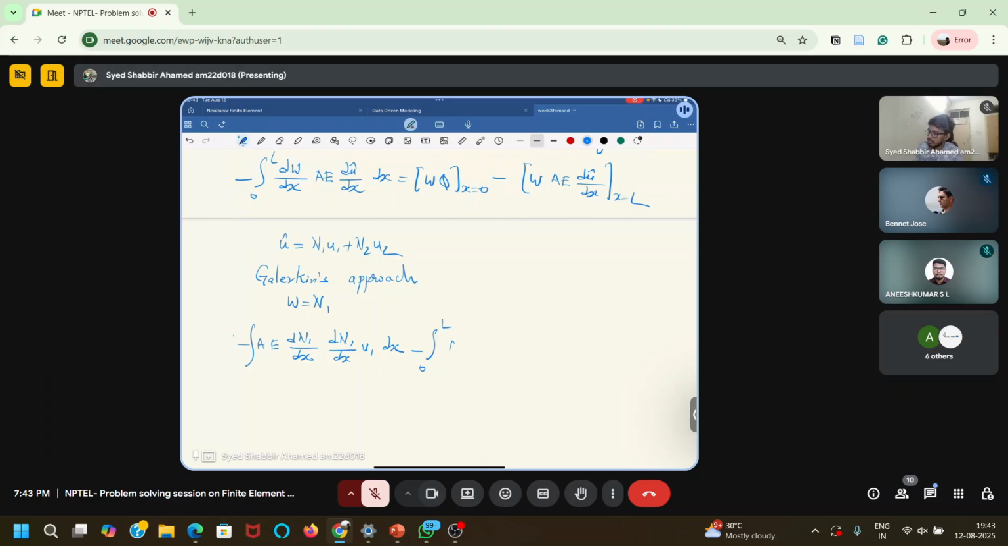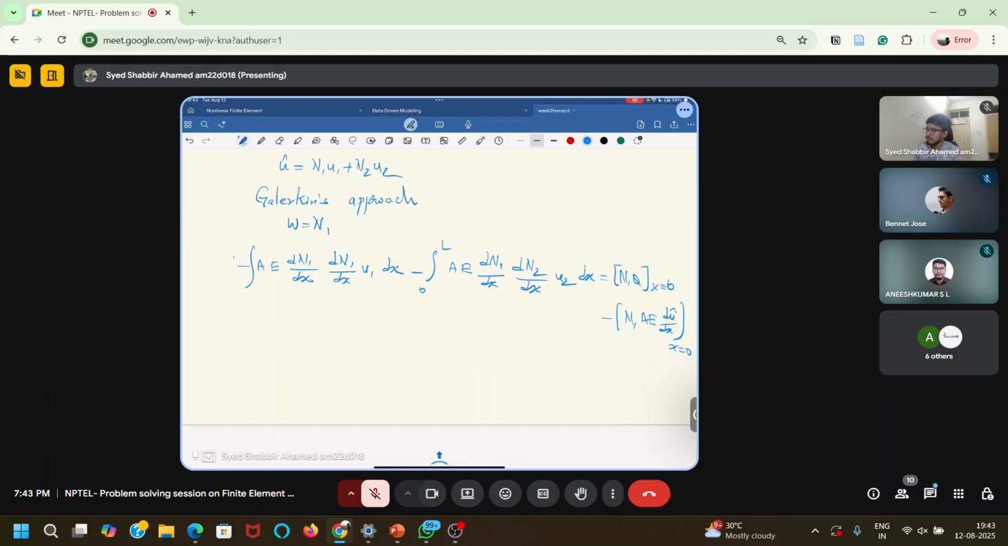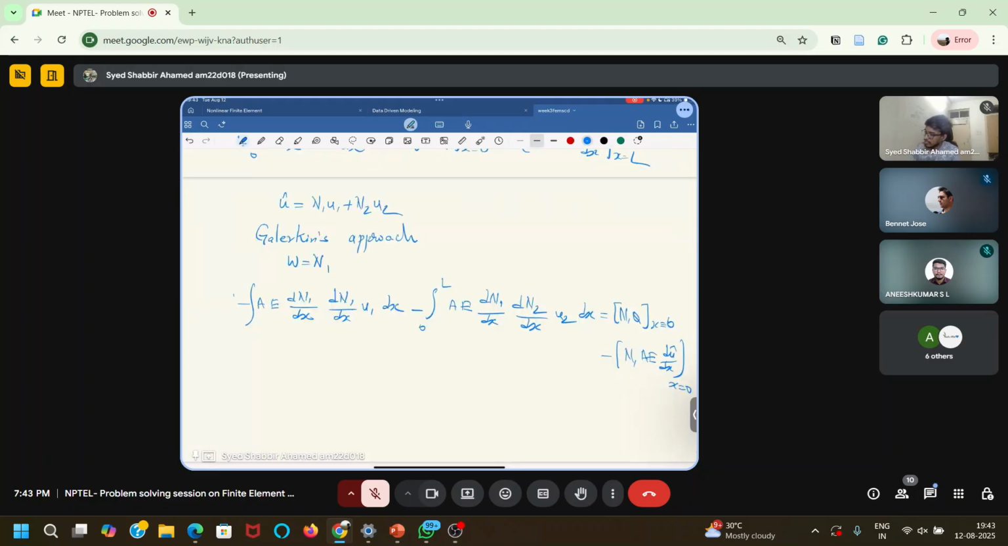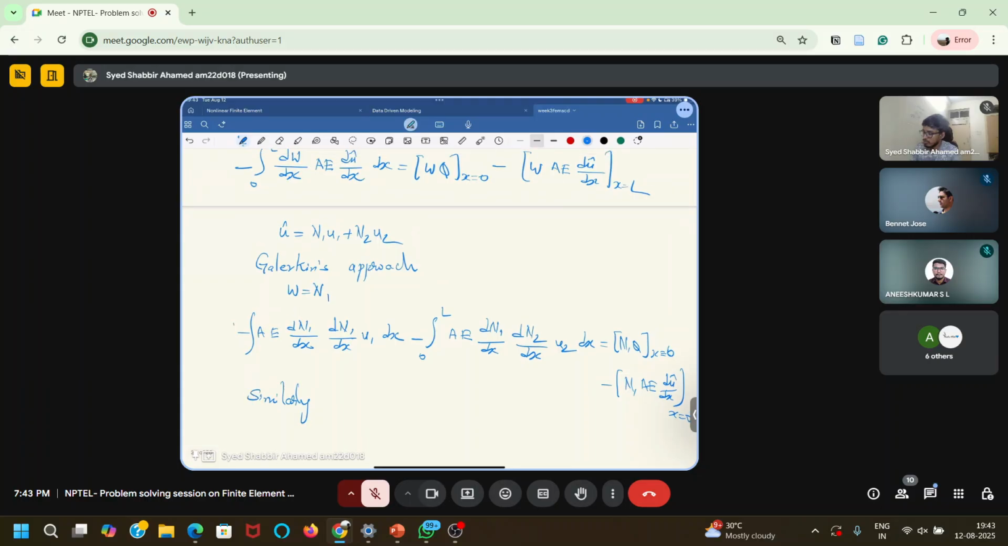And here I will get this again: dN1 by dx, dN2 by dx, U2, dx, N1 q at x is equal to 0, minus N1 into AE into d of u by dx at x is equal to 0. So this is one weighting function we are taking. Similarly, because we have two coefficients here, U1 and U2, we have to get two equations.